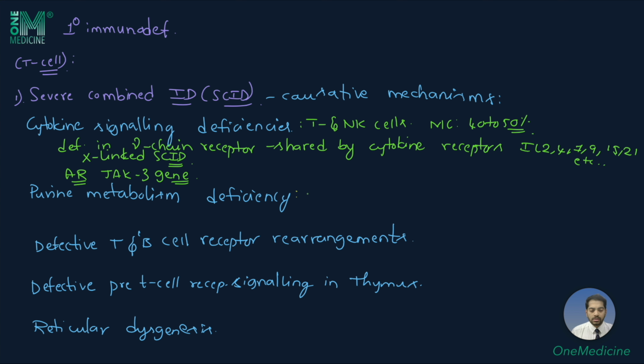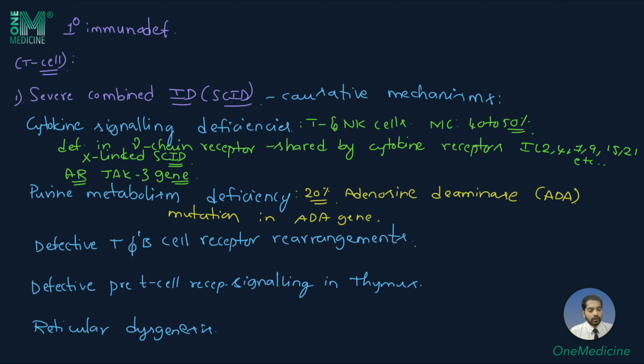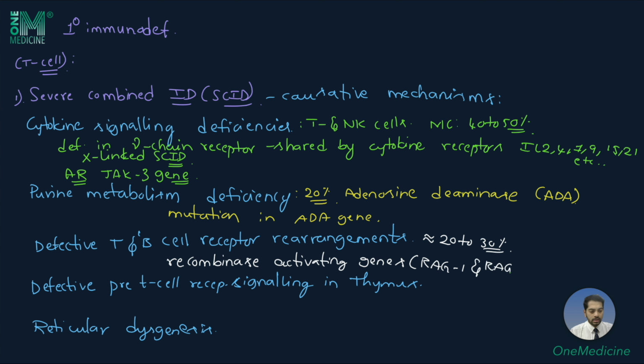Purine metabolism deficiencies, approximately 20% of the patients have this pathophysiologic mechanism where there is a deficiency in adenosine deaminase, or written as ADA. This is due to a mutation in ADA gene. Defect in T and B cell receptor rearrangements account for up to 20 to 30% of the cases. The mechanism here involves deficiencies of recombinase activating genes, that is RAG1 and RAG2 genes.